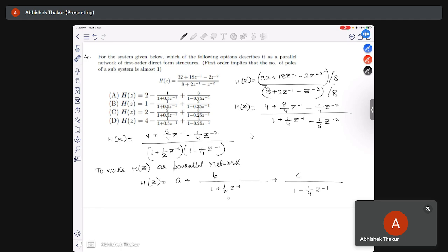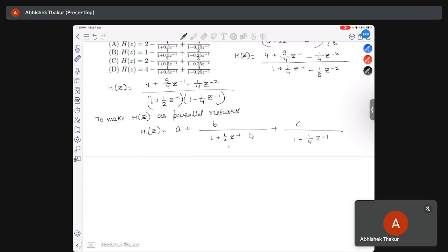So now to find the constant A, we have to divide minus 1 by 8 z.